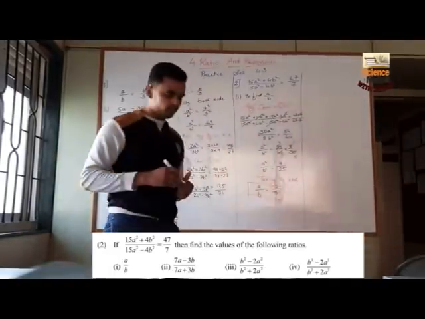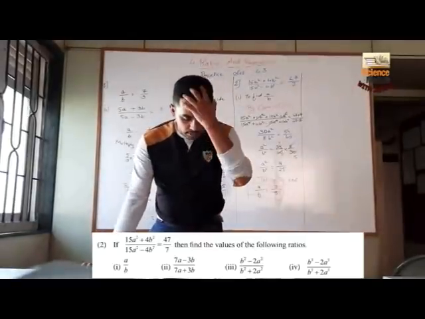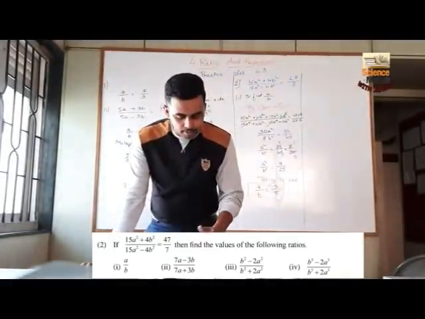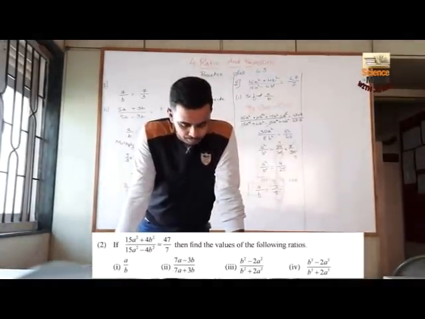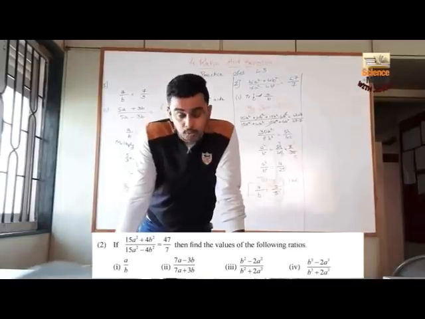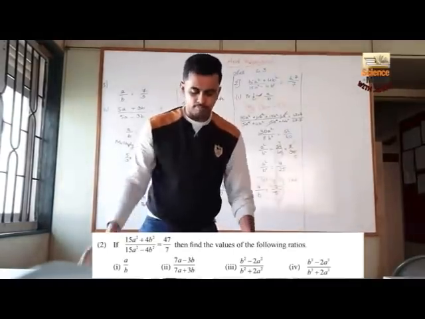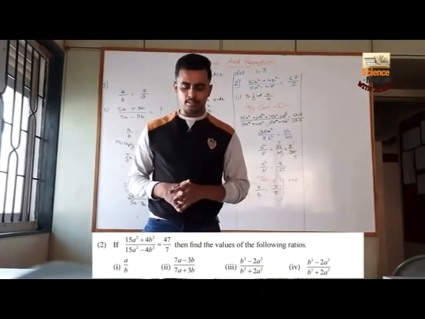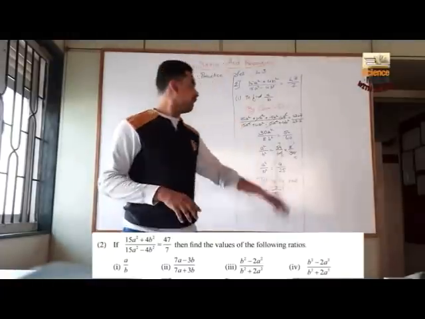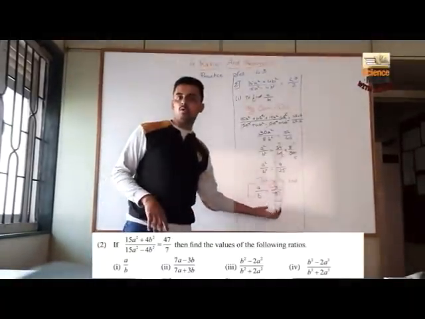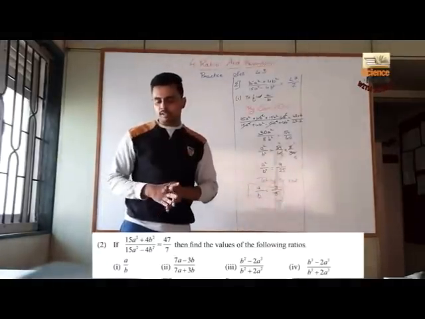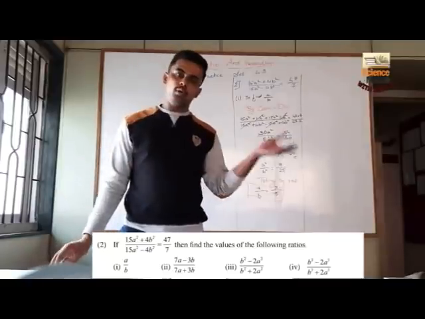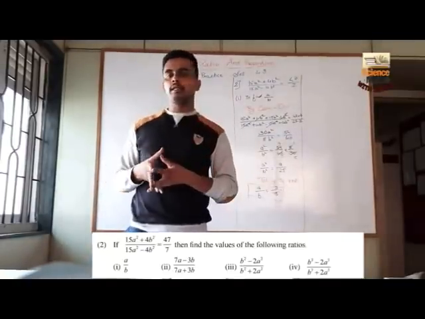Now moving on to the further parts in this question, they have asked us to find 7a minus 3b and 7a plus 3b, and the further questions are also the same. For now, we'll do the fourth sub question in this question. When I do the fourth one, you will automatically understand the second and the third one. Now let us see the fourth sub question after we have found the basic value of a upon b, that is 3 upon 5. So if I solve the fourth sub question, you will automatically be able to solve the second and the third sub question.